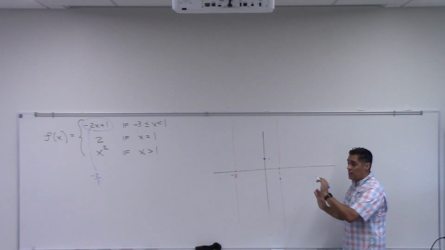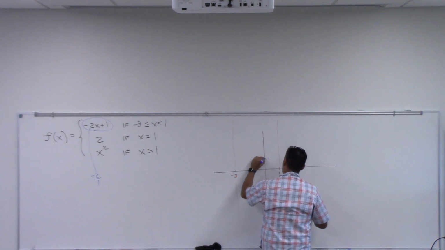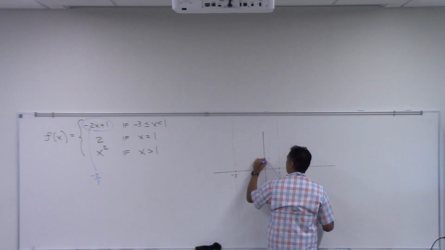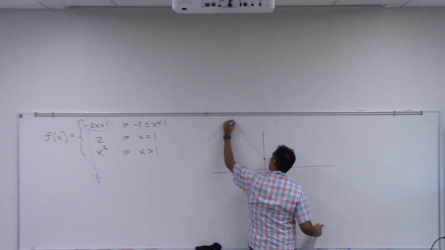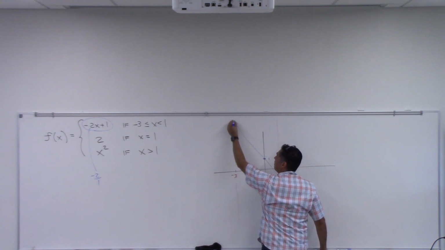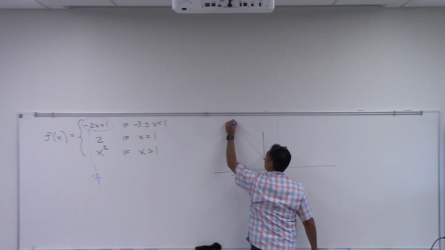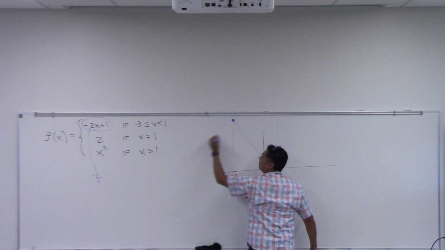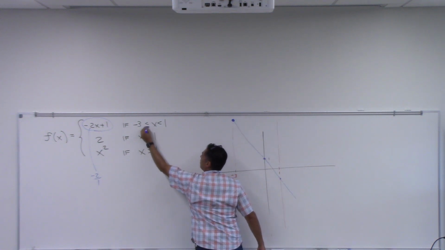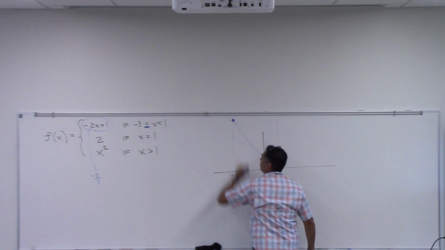Now I'm drawing it very lightly with a pencil. Very lightly, draw this. Right, it would go like that. And I'm going to stop right here. Why am I stopping right here? Because it's only to -3, right? So I'm going to put a dot there. Why am I putting a dot, not a hole? Because I have a bar here, right? That bar says that I actually have a dot there.